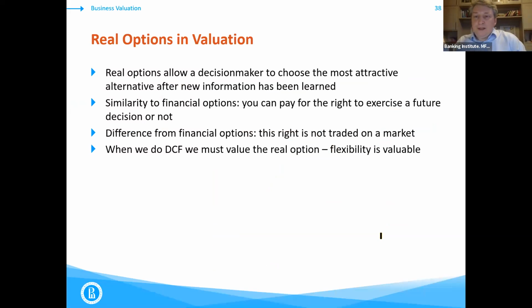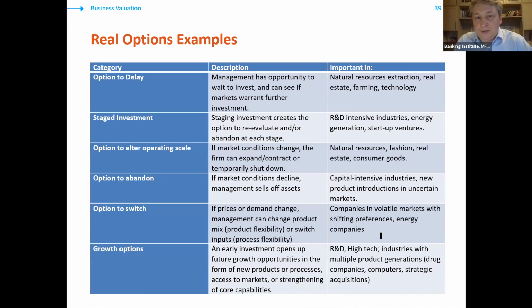And options like that exist in many versions. I will just list some kinds of options that you can see in businesses. We just discussed an option to delay, right? We can spend some money to buy a license, to buy land, to buy technology, to start negotiations, and so on, but wait before we invest the full sum. And with this initial investment, we buy an opportunity to invest or not to invest when the time comes.